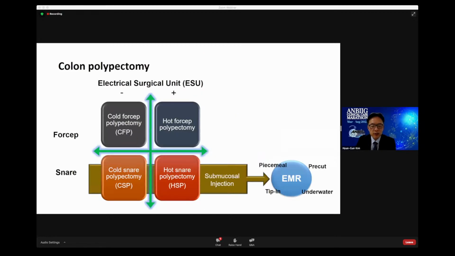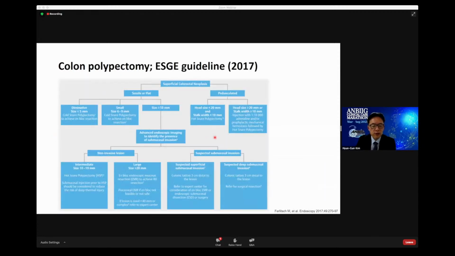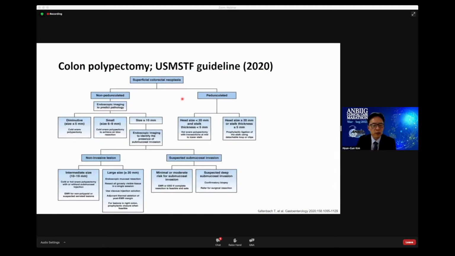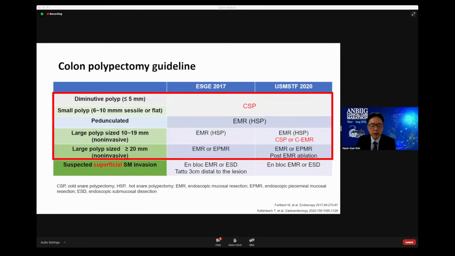Regarding techniques, the current procedures we perform daily in clinical practice are as follows: cold forceps polypectomy, cold snare, hot snare, EMR, or piecemeal, pre-cut, and underwater EMR, except for hot forceps polypectomy. This is a European guideline published 4 years ago, and this is the USA Multi-Society Task Force guideline published last year. Comparing the two guidelines, there is no significant difference in the optimal procedure depending on polyp size and morphology. Cold snare polypectomy for removal of small and diminutive polyps, and EMR for large and pedunculated polyps.